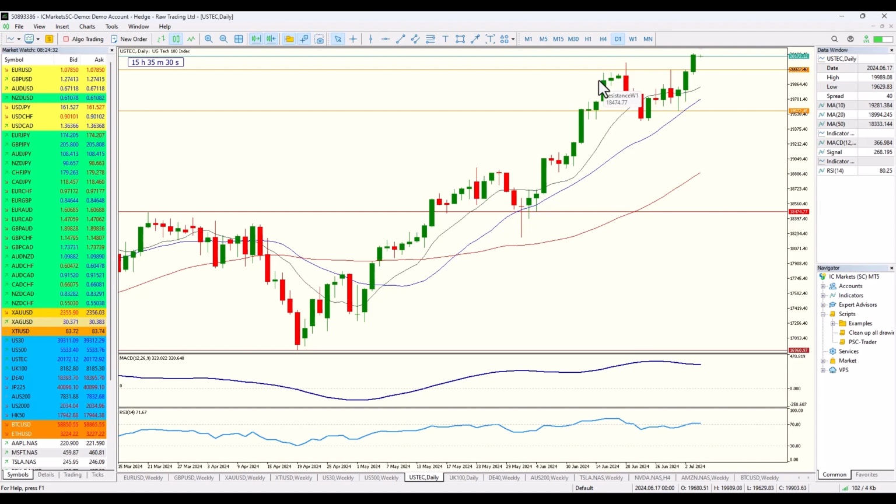Then having a look at the NASDAQ, it's very similar as well. We've just consolidated sideways into the moving averages and then taken off from there. So it's looking nice and bullish. And again, I think that this is going to be providing some nice buying opportunities for swing traders as well as day traders.